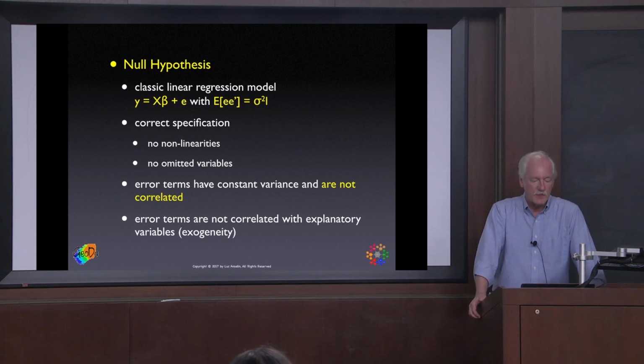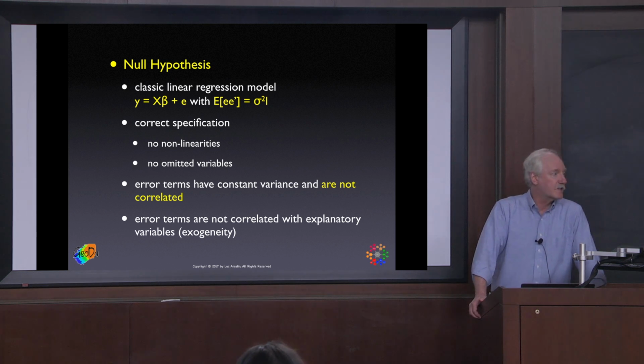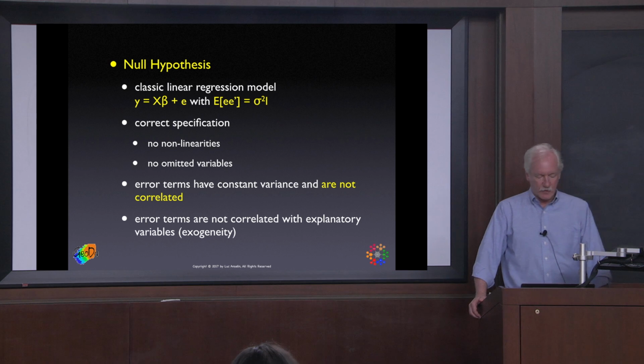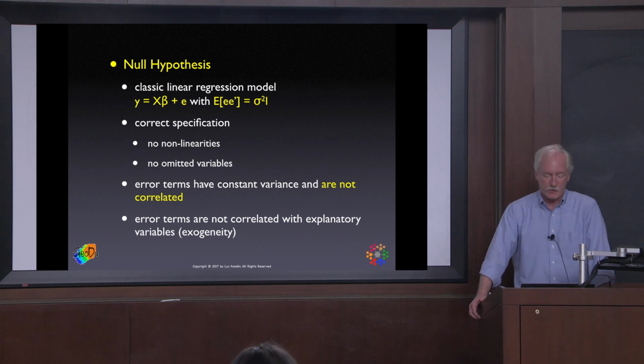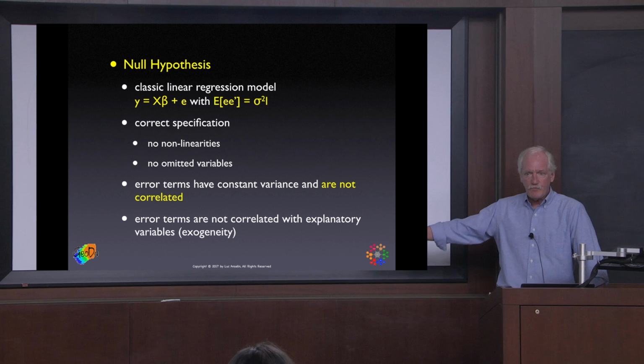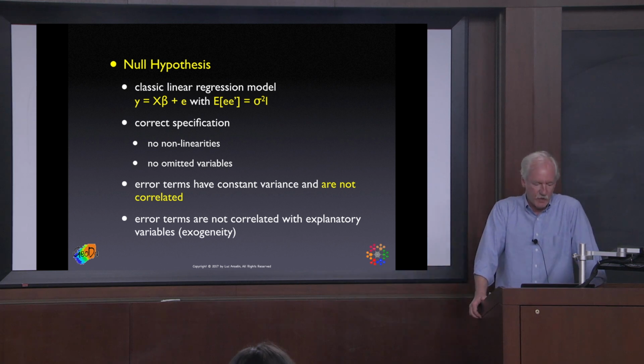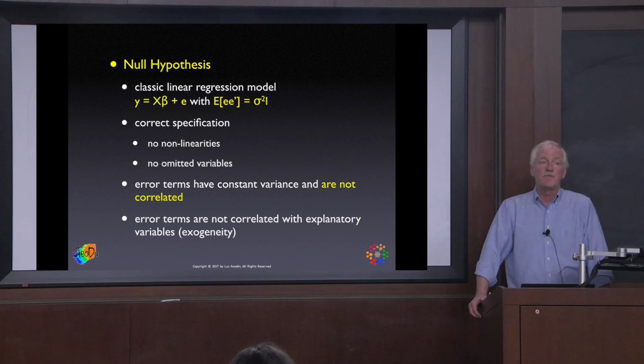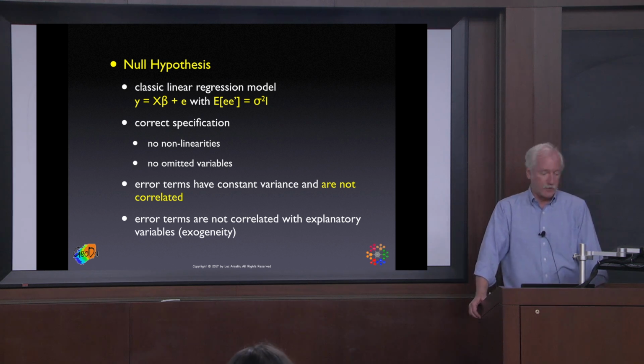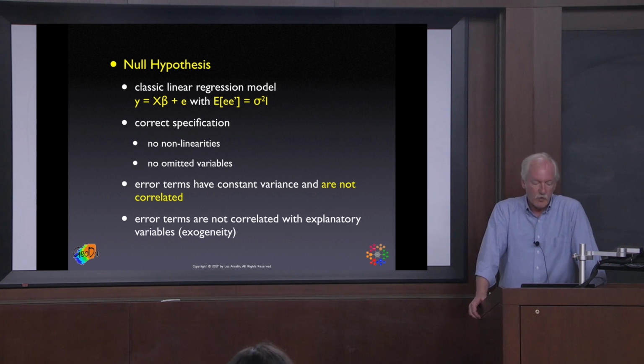First of all, it's a linear specification. So it's a classic linear model, which in matrix notation has a vector of observations on the dependent variable, then a linear function of explanatory variables, and this error term. And in the classic model, the error term has a constant variance and is not correlated. So what we're really saying here is, first of all, and this is the hardest one, that our specification is for all practical purposes correct.